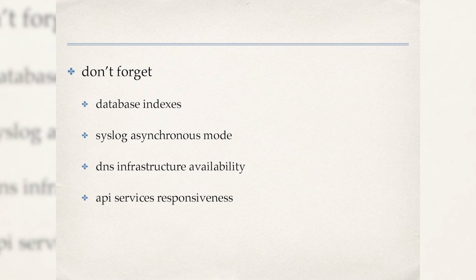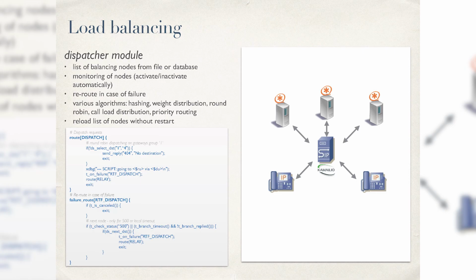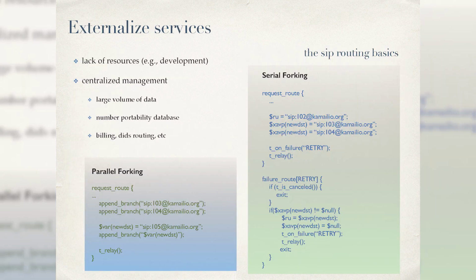Okay, so we can't go more with an instance. Now it's time to scale the RTC platform. Of course, the first is adding a load balancer. It was covered even last year, and there will be a lot of tutorials. I'm not insisting on this one at all. Classic use case for Kamailio.